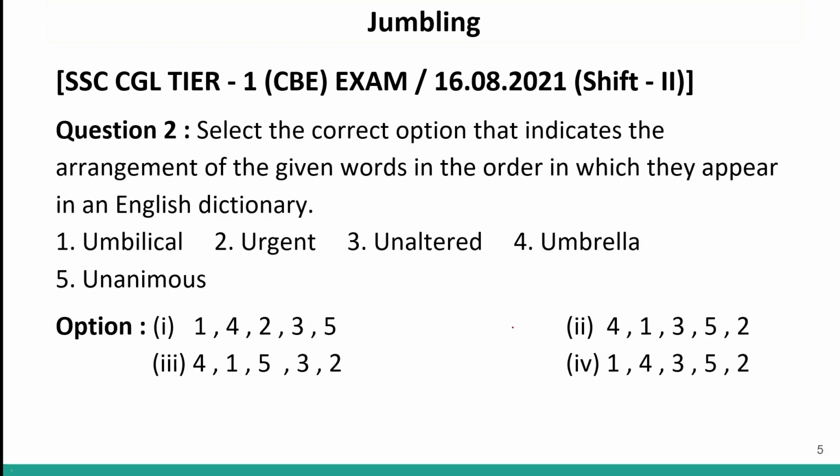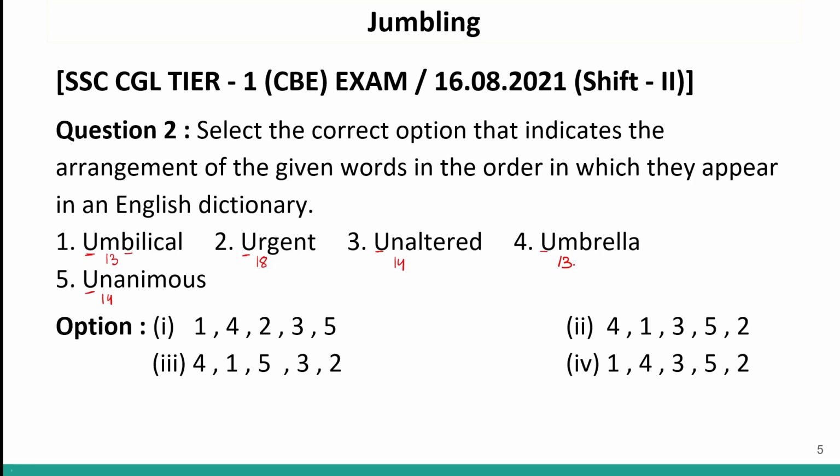Now, next question. Same type of question. So 5 words are given to us and we have to arrange them in English dictionary order. So I can see the first word being similar. Now we move on to the second word. We have M, which is at which position? 13. R is at 18th position. N is at 14th position. M is at 13th position. And N is again at 14th position. So the first two words will be either umbilical or umbrella.